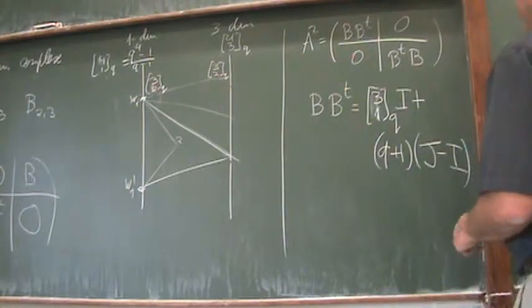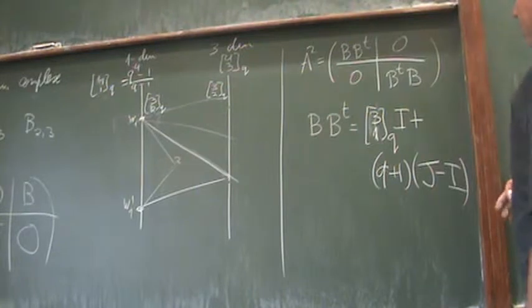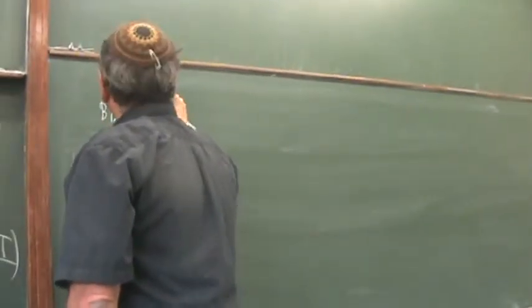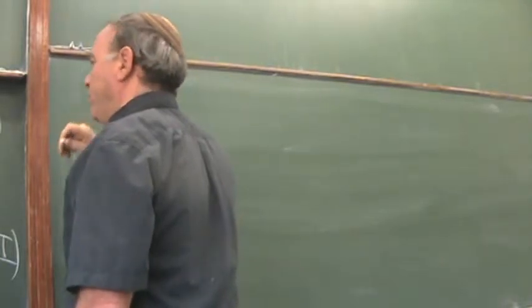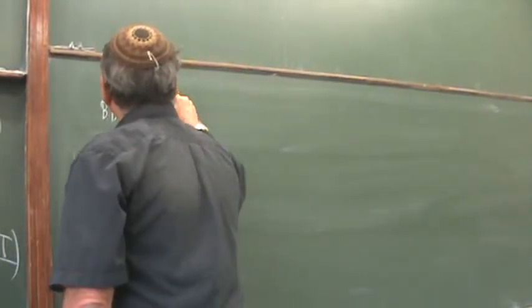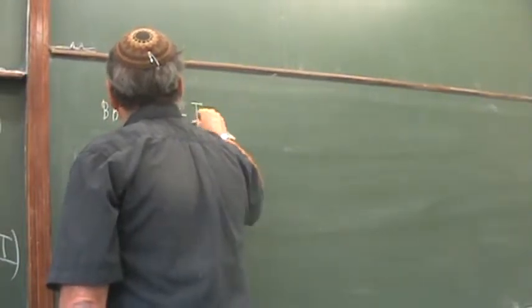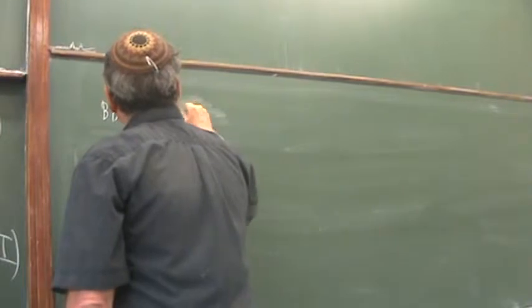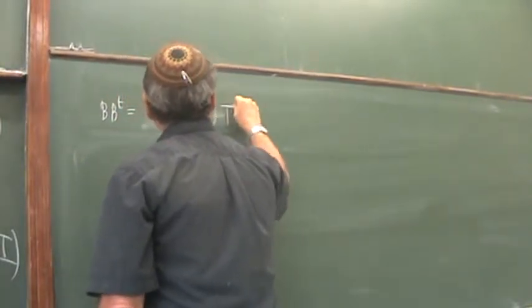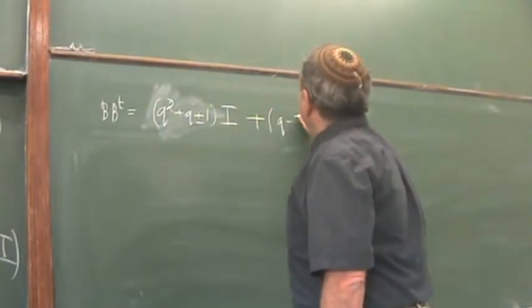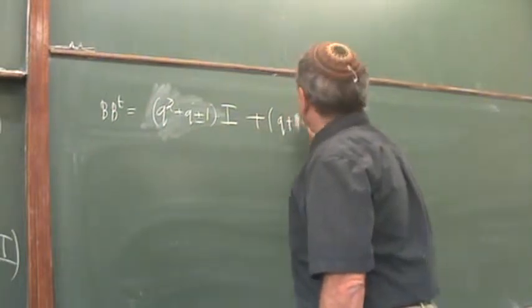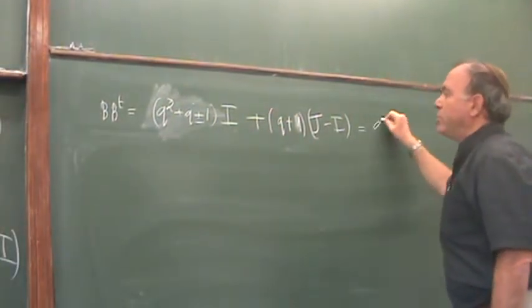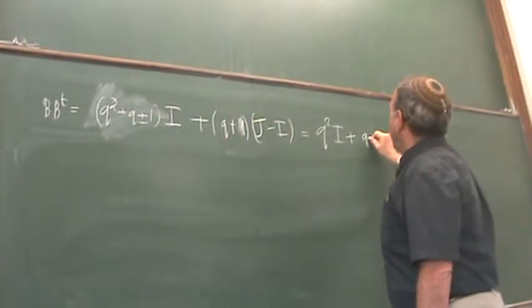We did this kind of computation last time, but let's do it again to see what the numbers are coming out to be here. So BB transpose is equal to (Q squared plus Q plus 1) times the identity plus (Q minus 1)(Q plus 1)(J minus I). So we take the J minus I there, so we are getting Q squared I plus (Q plus 1)J.